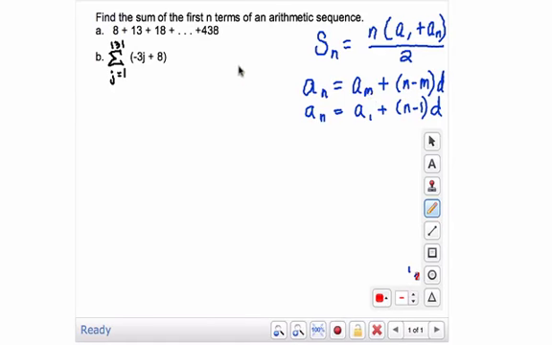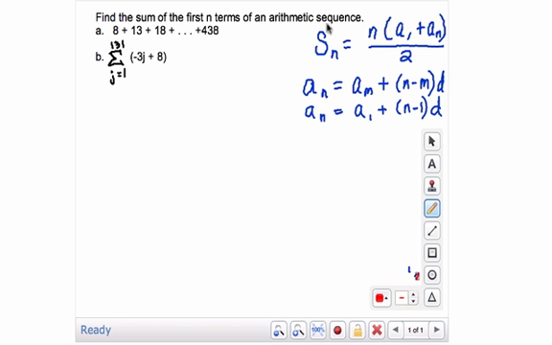All right, when you're asked to find the sum of the first n terms of an arithmetic sequence, they're going to give this to you in two different ways. They're going to give you a set of numbers, and you can see there's a group of them missing. You could find the missing numbers and add them all up, but I recommend that you don't do that. That might take an awful long time.